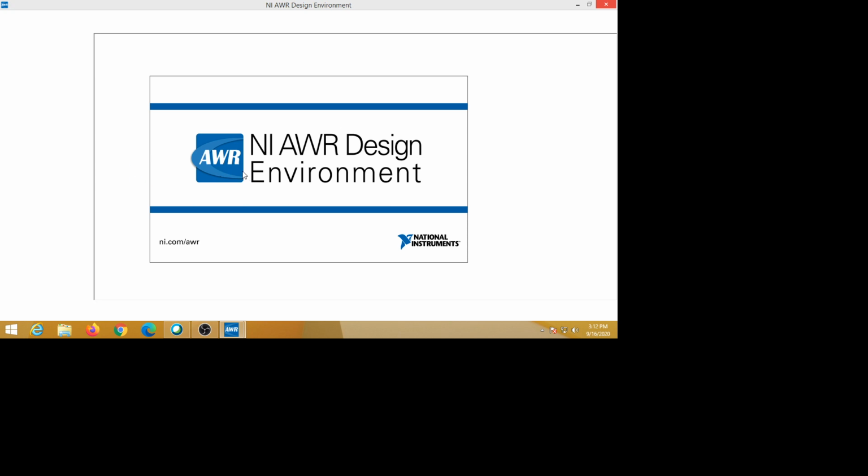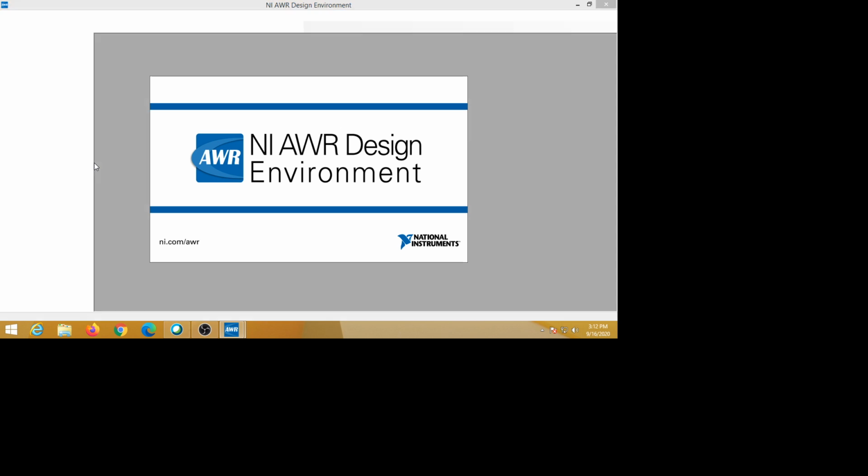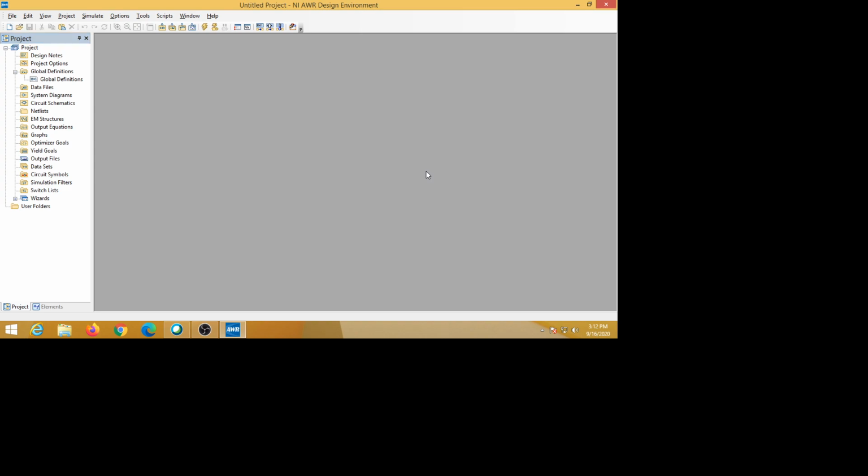Then this window will appear, and it will take a few seconds to open the actual drawing space. This is actually the AWR tool, which we have to use to simulate our structure. Here there are many options, as you can see: design notes, project options, global definitions, data files, system diagrams, circuit schematics and netlist, EM structure, output equations.